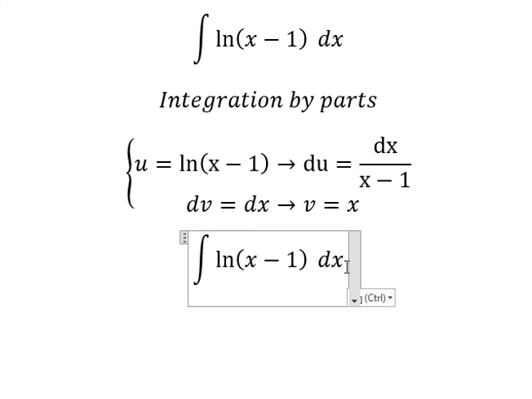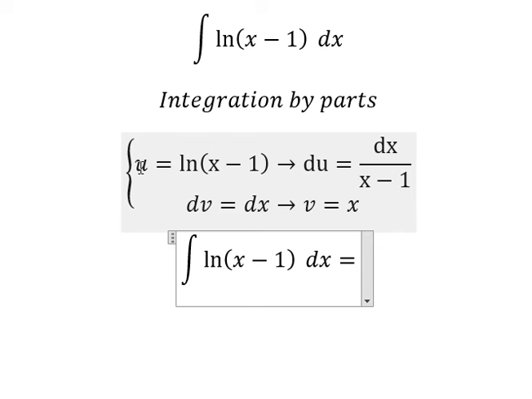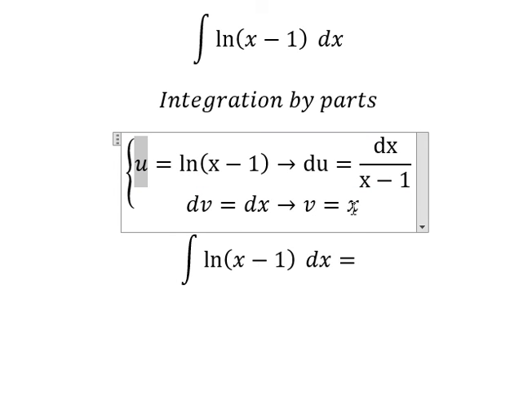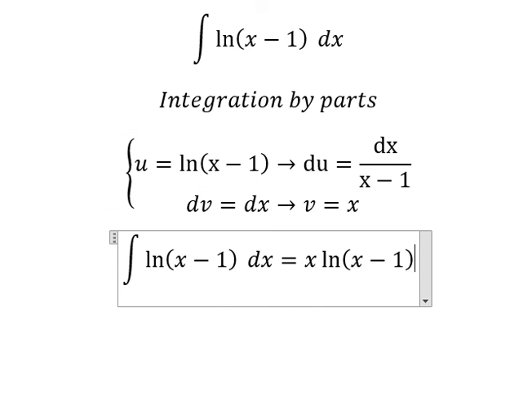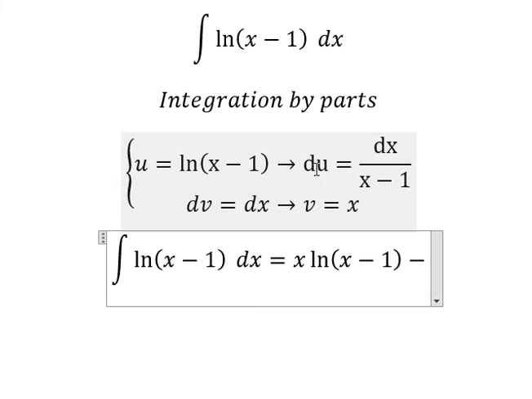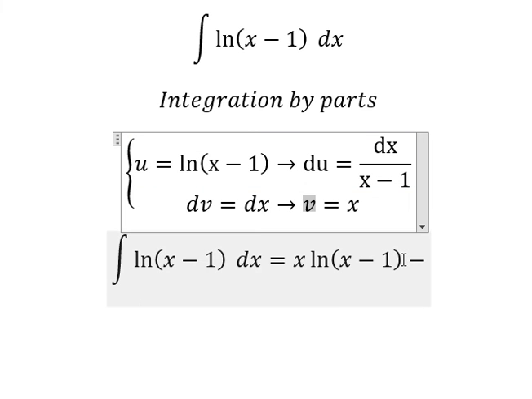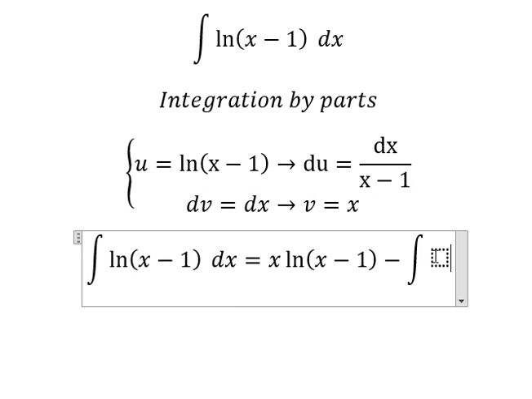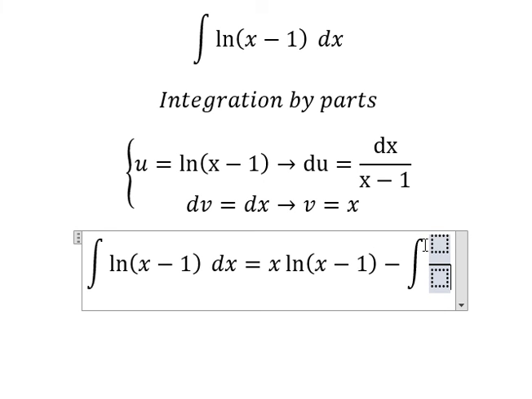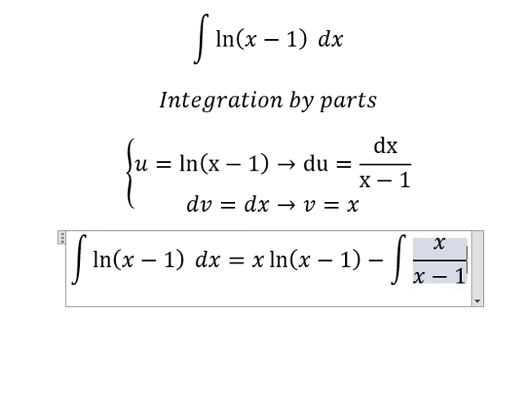So about this one, we have u multiplied by v, minus the integration of v du. So we have the integration s over s minus 1 ds.